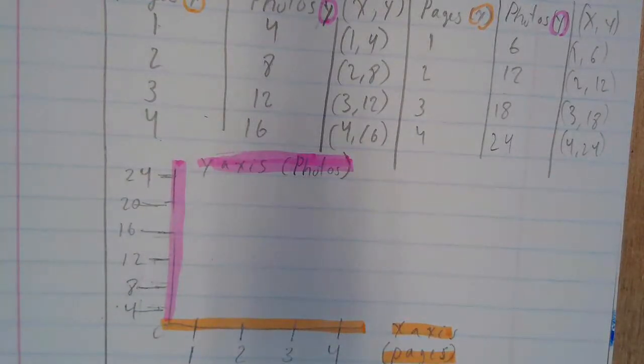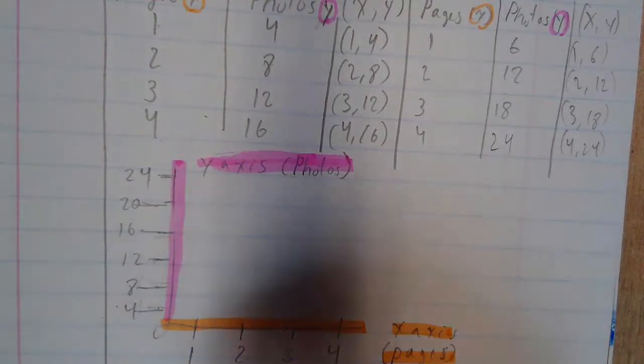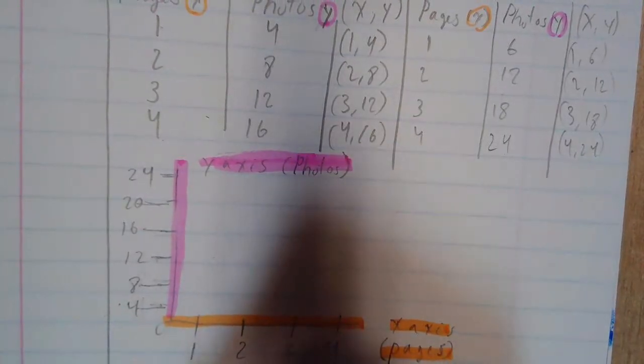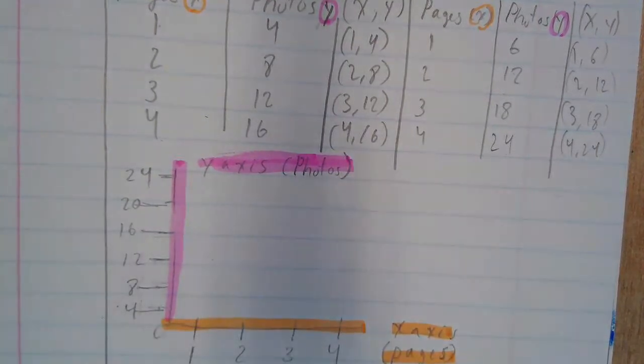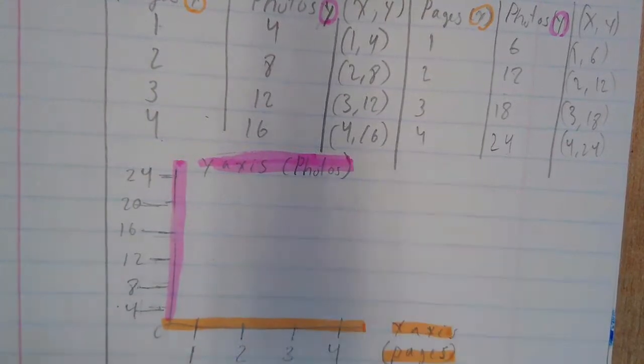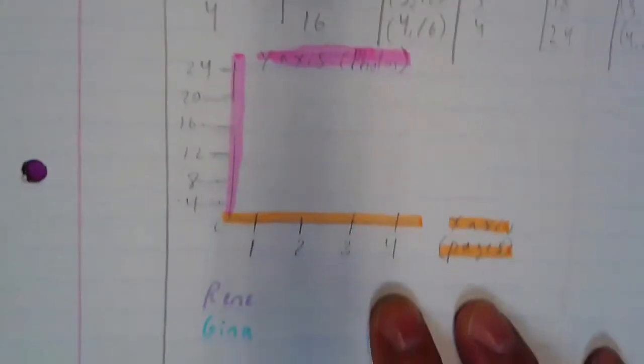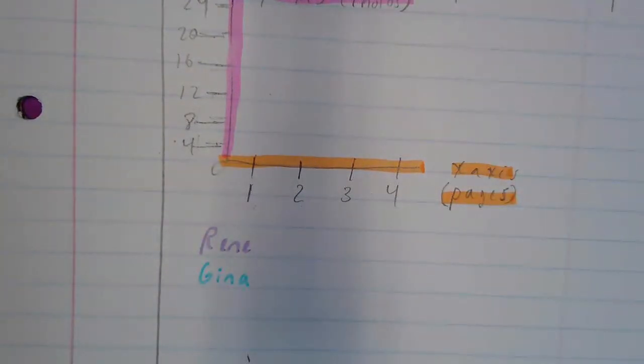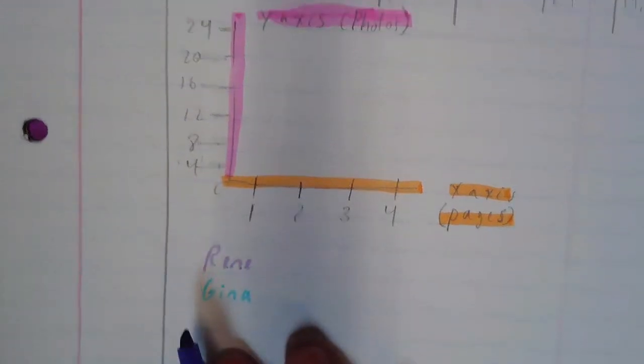For Renee, let's choose a color. Renee is purple. Gina is blue. All right. Nope, you can't see what I just did. There you go. Renee is purple, and Gina is blue. All right, let's see what we have here. I'm going to do it in pencil in case I have to erase.